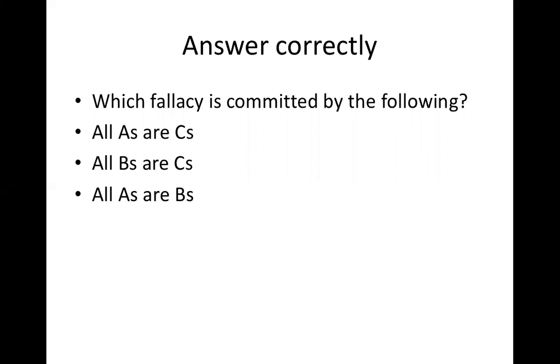So answer correctly. Which fallacy is committed by the following? All A's are C's, all B's are C's, therefore all A's are B's. You can put it in words. All Ghanaians are Africans, all Kenyans are Africans, therefore all Ghanaians are Kenyans. Sir, please, fallacies of hypothetical syllogism. Okay, that's correct.